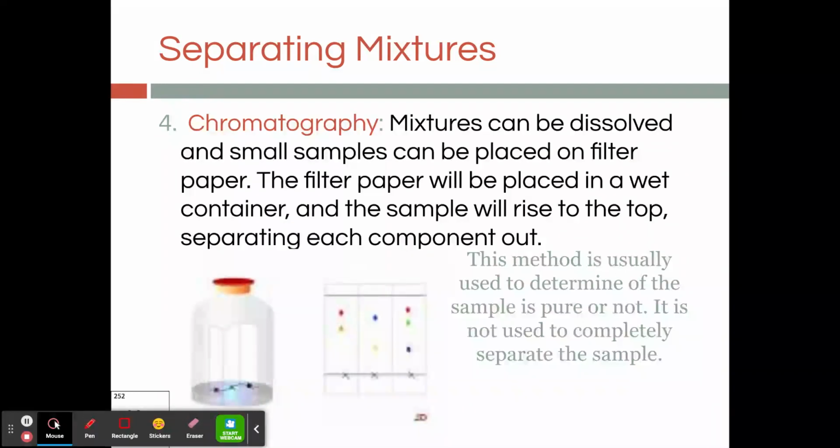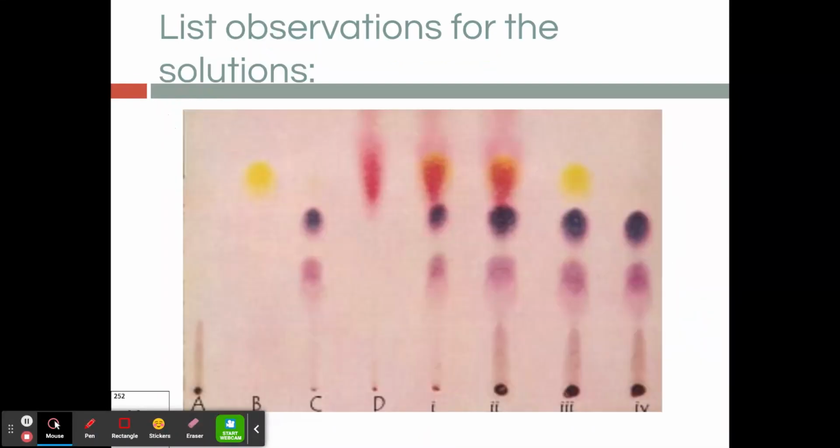I also have chromatography. This is how we separate our different colors. You have several different types of chromatography styles. Our most common is by taking filter paper and by allowing a solvent to run through it and to break the colors apart, kind of like this.